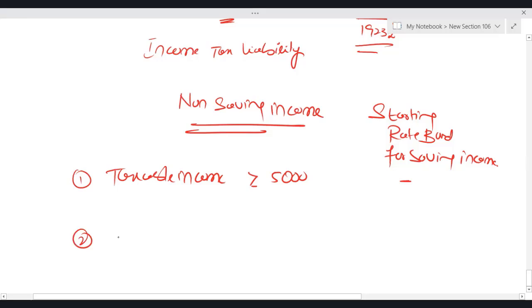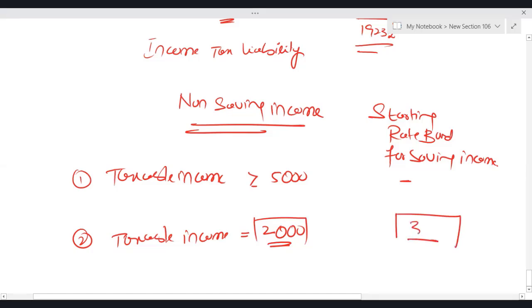Second, let's assume taxable income after deducting the personal allowance in the column of non-saving is 2,000. If it is 2,000, then for the saving income, you will get a starting rate band of 3,000.